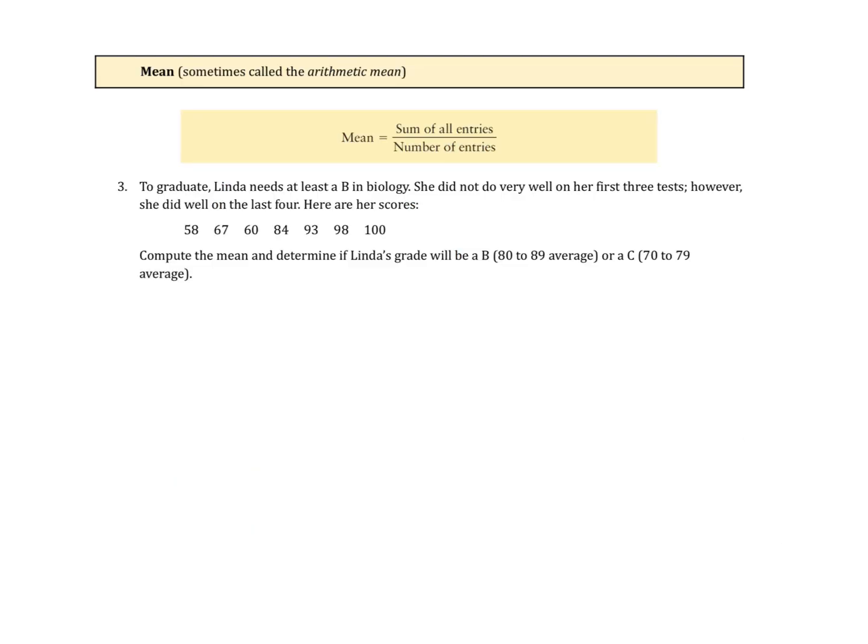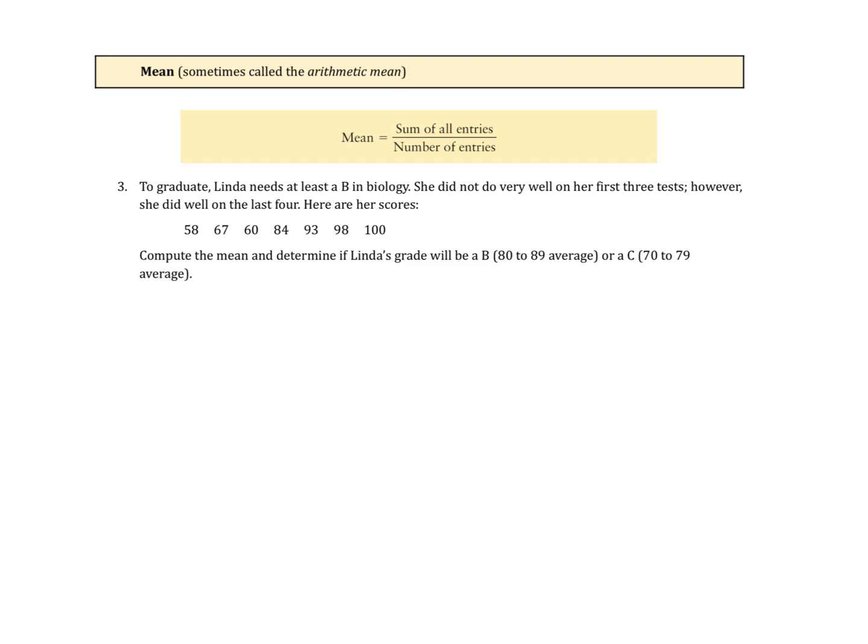And now for our last measure of central tendency, the mean, which is sometimes called the arithmetic mean. A lot of times when we hear the word average, we think of this measure of central tendency. What we're going to do is we add up all the entries and divide by the number of entries.